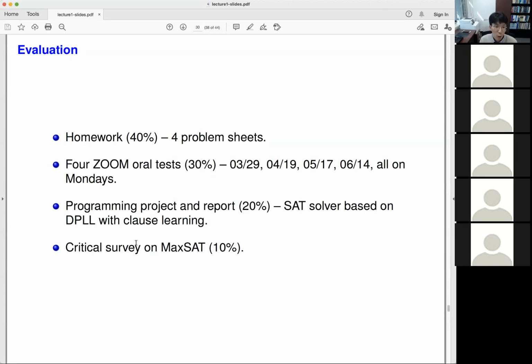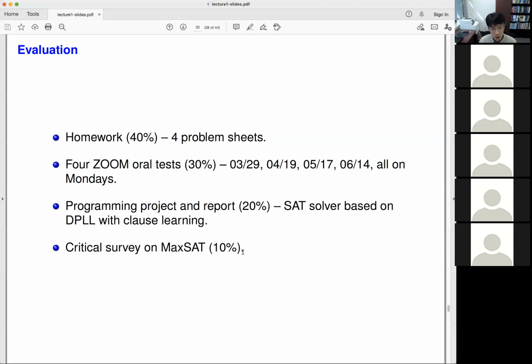And there will be a programming project and a short report about what you did in the project that will account for 20%. It's going to be an implementation of a SAT solver based on the DPLL algorithm with clause learning. The last component is a critical survey on a particular topic, which is called MaxSAT. This is an optimization version of SAT solving, which also performs extremely well in some cases.